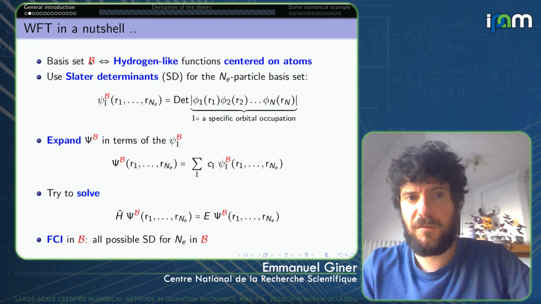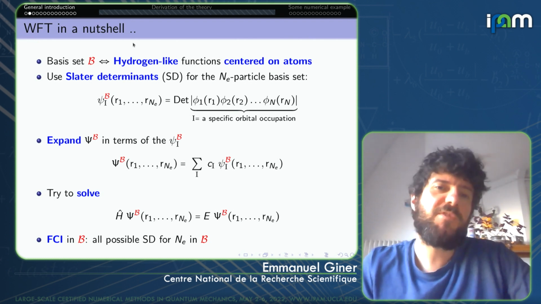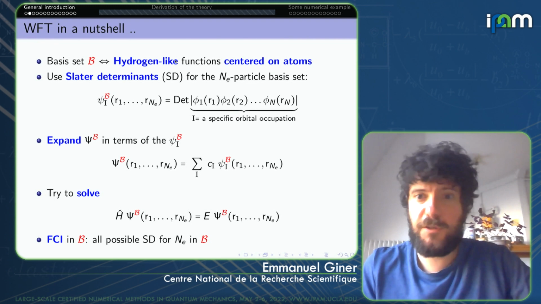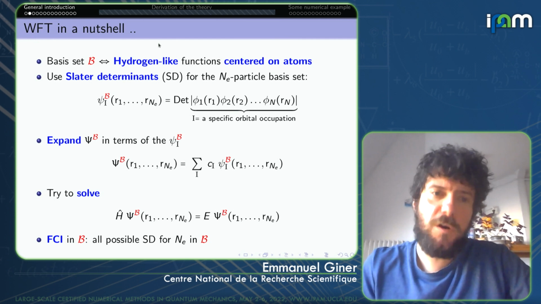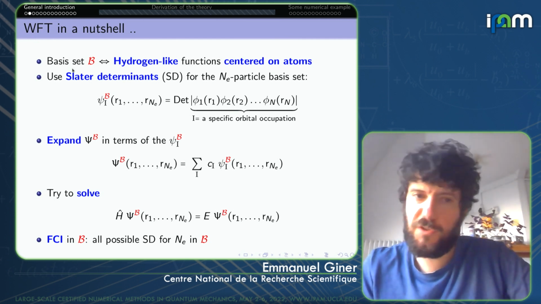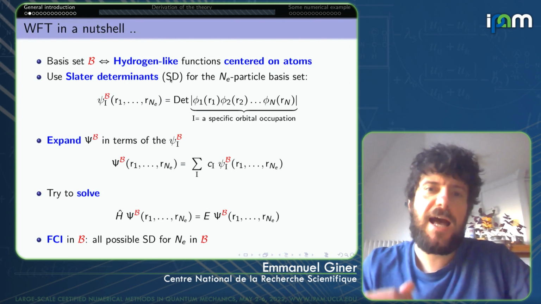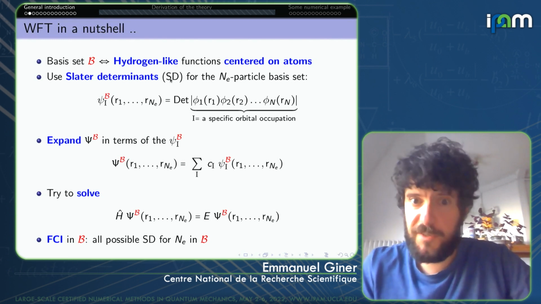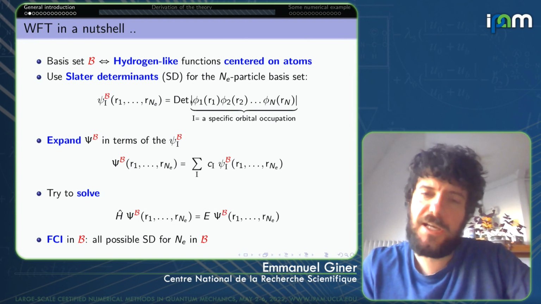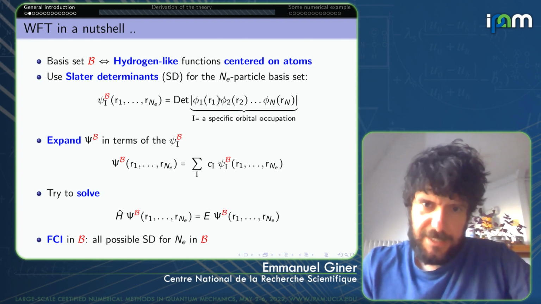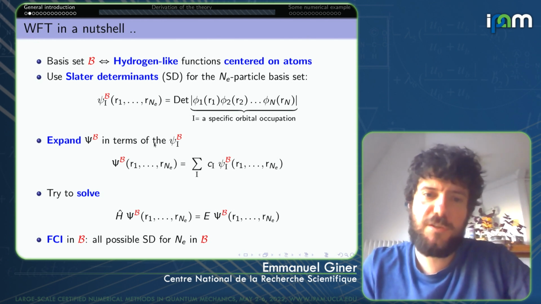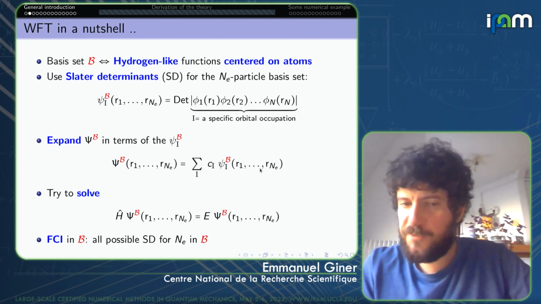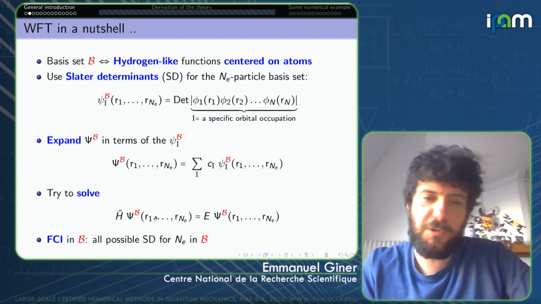So we use a one particle basis set that I call here B, which is a set of hydrogen-like functions centered on atoms. So we have S functions, P functions, D functions, and this kind of stuff. And then from that one particle basis function, you build Slater determinants as a basis for your n-electron Hilbert space. So of course, a Slater determinant is just an antisymmetrized product of these one particle functions. And then eventually your wave function in your basis is going to be expanded as a linear combination of these Slater determinants.